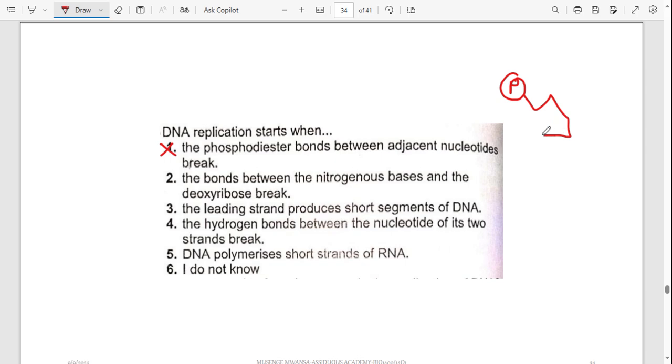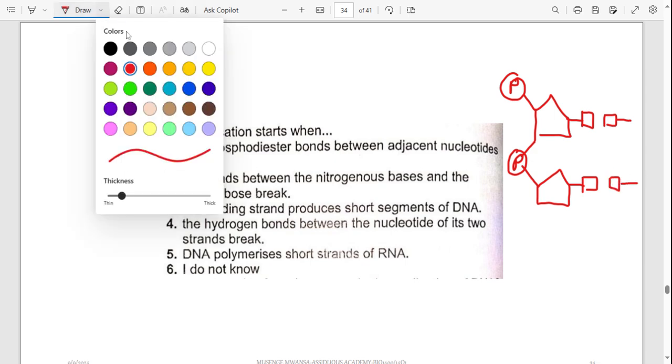Here is a pentose sugar. Here is a base. It can be adenine, thymine, or anything. Okay. And then you can have another base here like this. And then another base. So this side you as well going to have another base. Even this side another base. So what are the bonds you can see here?